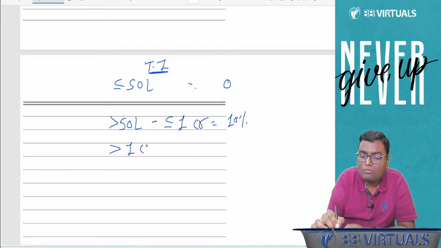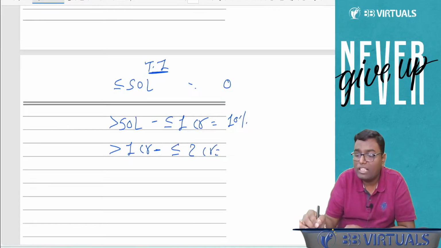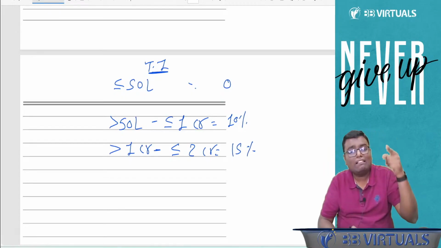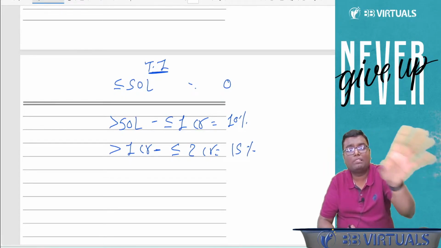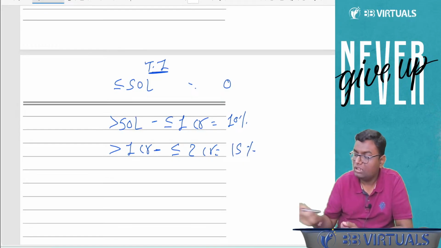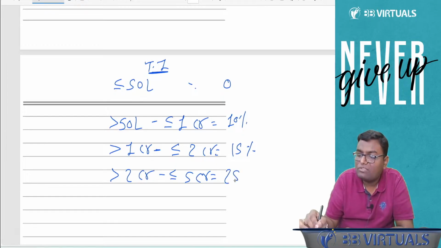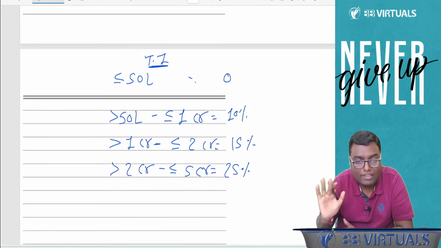If your total income is more than 1 crore but less than or equal to 2 crore, the surcharge rate will now be 15%. Calculate basic tax, add 15%, add 4% cess. If your total income is more than 2 crore but less than or equal to 5 crore, the rate of surcharge will become 25%.